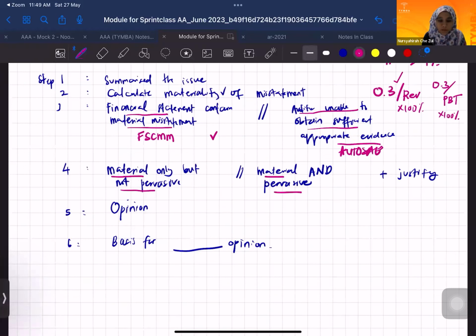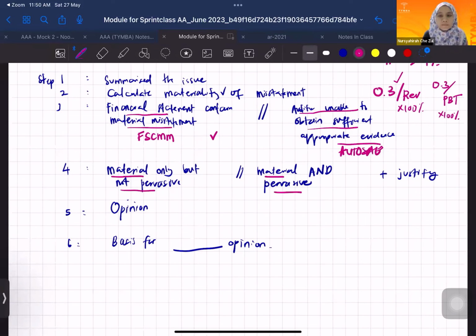Okay, not pervasive. Correct. So you have to remember this. As auditor, we are going to express opinion on the whole FS. So if only one or two accounts contain misstatement, it is not severe enough. It is not a serious issue. Yes, qualified opinion is not nice, but it is not severe enough.